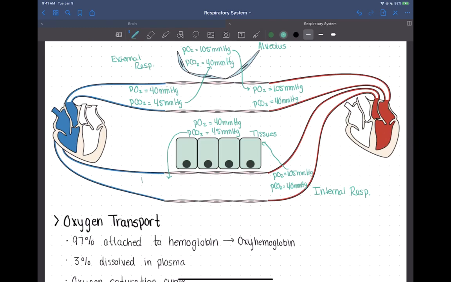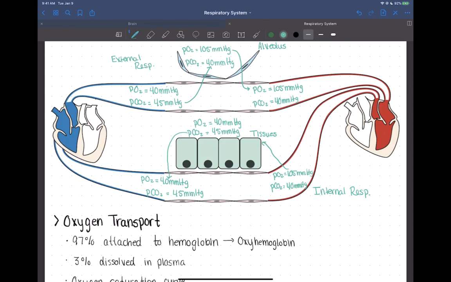All right, so then we'll end with a PO2 of 40 millimeters of mercury and a PCO2 of 45. Okay, so just like we saw in the lungs, as that blood moves by the tissues, it kind of takes on the pressures that we see in the tissues, and so that's our deoxygenated blood after. It then goes to the lungs to pick up more oxygen and get rid of that CO2. Okay? All right, so that's kind of what the process of external and internal respiration looks like.